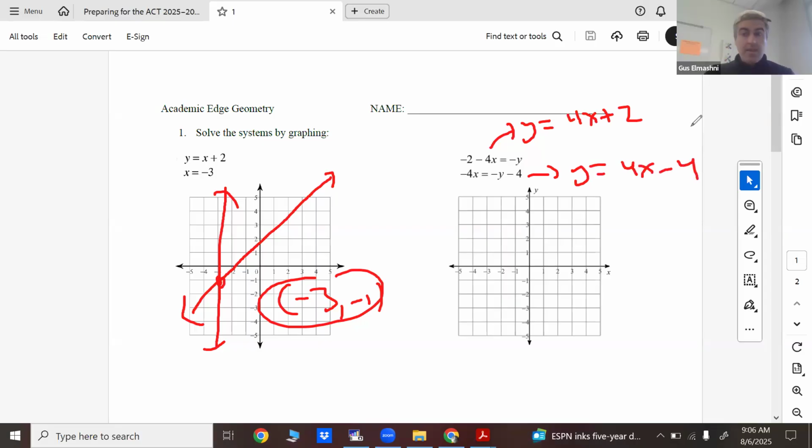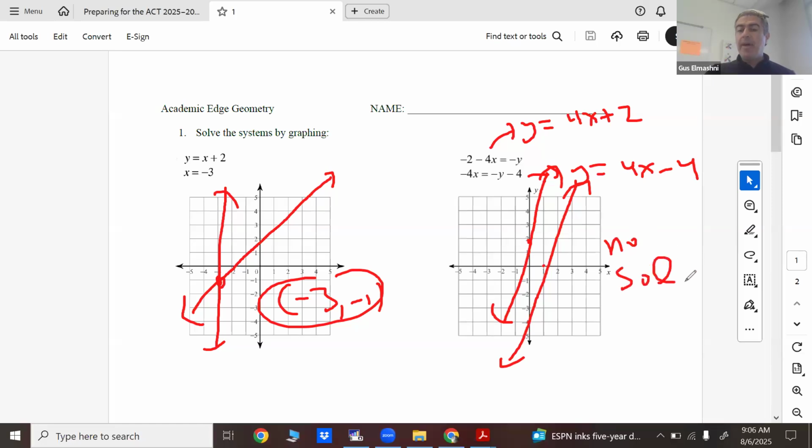Let's get y by itself. What's going to happen with this situation here? If I graph it, yeah, they don't touch, right? So that's my first line. It looks a little messy. And that one, yeah, they just don't touch. So you can say no solution when they don't touch.